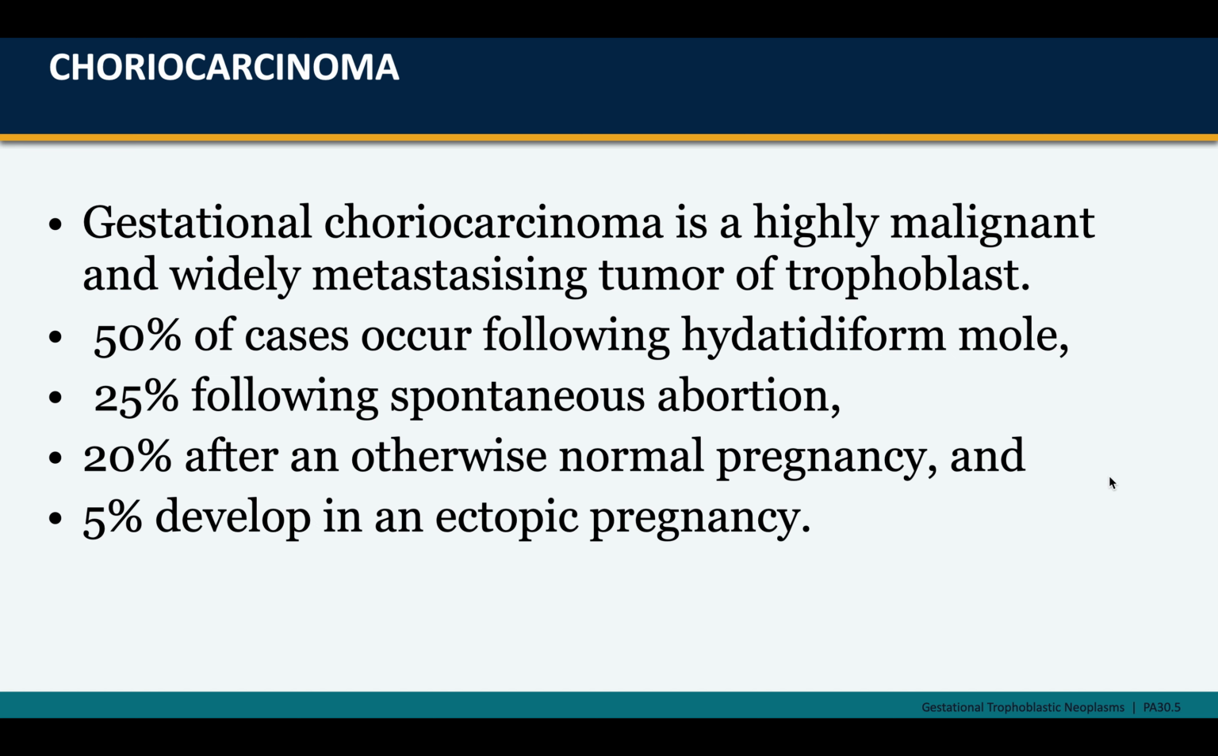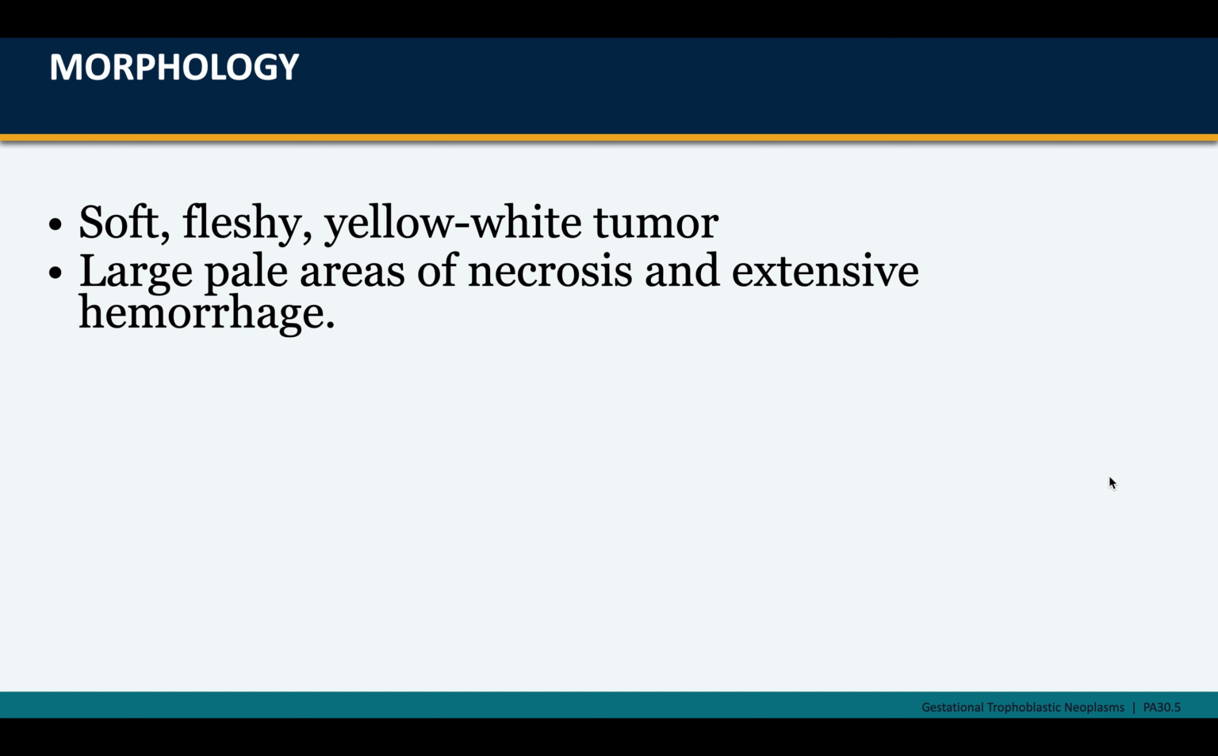It's a highly malignant tumor. It does develop from H mole. It can develop after spontaneous abortion, normal pregnancy, or ectopic pregnancy. How does it look like? It is a very bad looking tumor. It is a fleshy yellow white tumor, can have large areas of necrosis or hemorrhage.